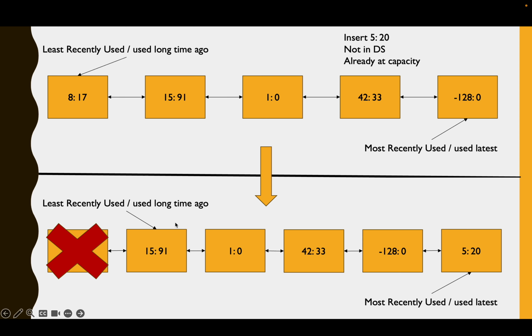So this is how you do it. When you insert 5:20, that key value pair node comes at the front, and this is the most recently used. Now you can do any number of operations you want. If you also want, you can free the memory for this LRU node to prevent memory leaks, but for now it's fine.